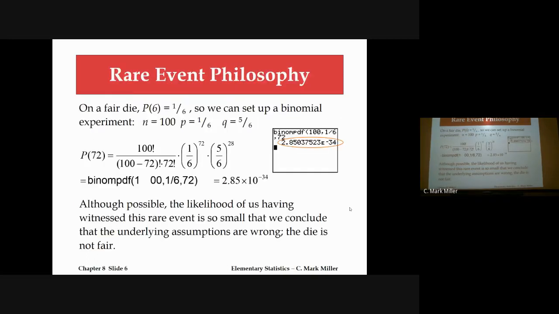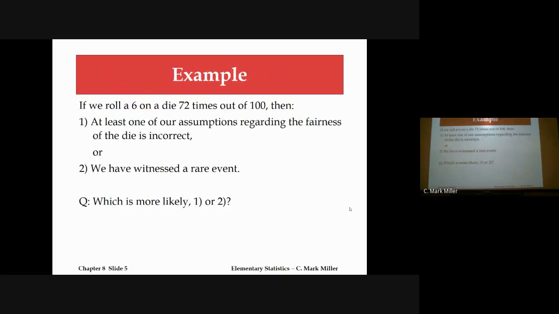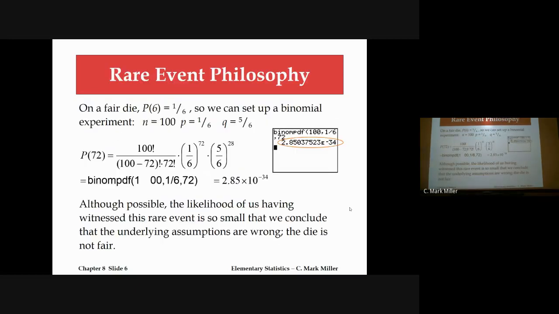So let's look right here. If we roll a 6 on a die 72 times out of 100, then at least one of our assumptions on the fairness of the die is incorrect, or we have witnessed a very rare event. Now, you know how to compute the probability of getting 72 out of 100 sixes. If our probability is 1/6, n is 100, p is 1/6, we're interested in X equals 72, that is this number here.